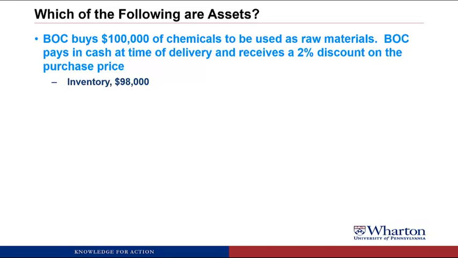It meets both criteria. We acquired the chemicals in a market transaction, and the value of the benefits is known here because it's what we paid in the market transaction. And note that the value here is $98,000, not $100,000. Because we value it at what we actually paid for it, not some kind of higher sticker price that wasn't what the transaction actually happened at.